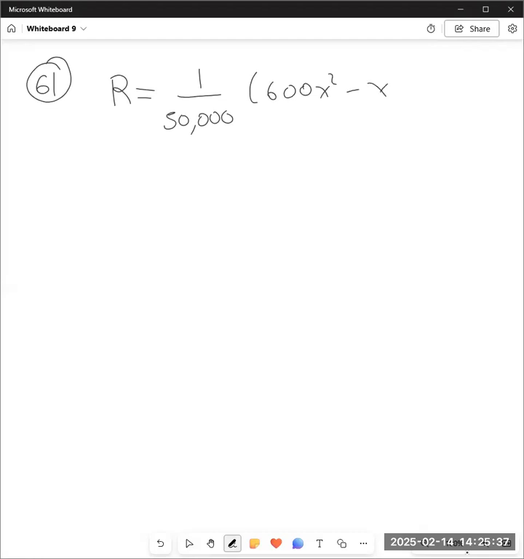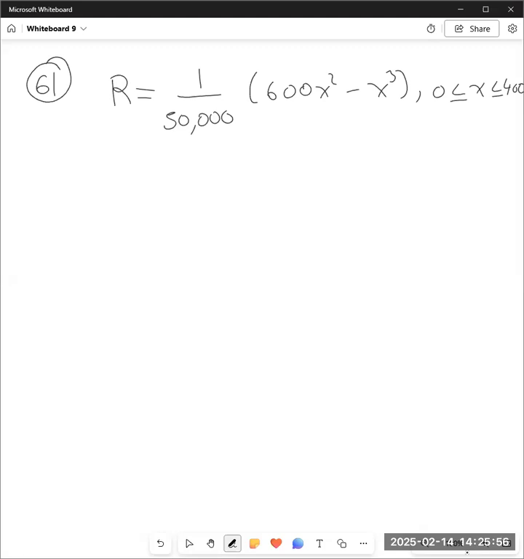In this video, we're going to talk about applications of the second derivative and points of inflection. So we're going to start with number 61 here. It tells us that the function R equals 1 over 50,000 times (600x squared minus x cubed), defined on the interval 0 less than or equal to x less than or equal to 400, is our revenue equation. And we want to find the point of diminishing returns.